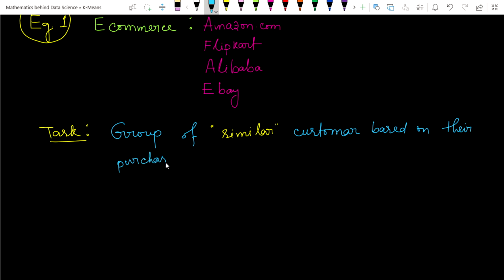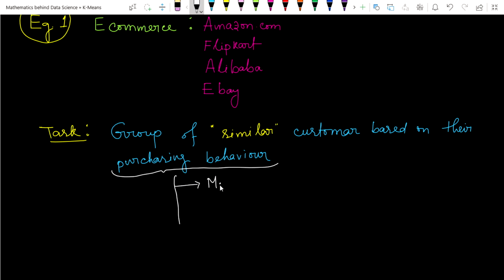Purchasing behavior. Okay, purchasing behavior means what? That we have discussed. Purchasing behavior means the information I already have from there.